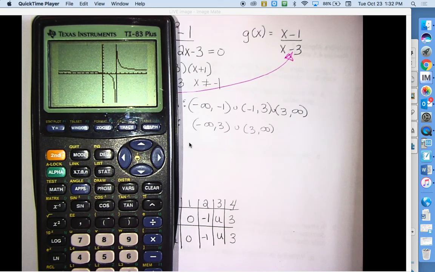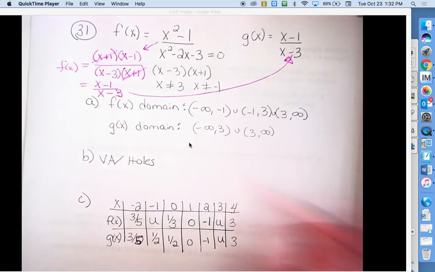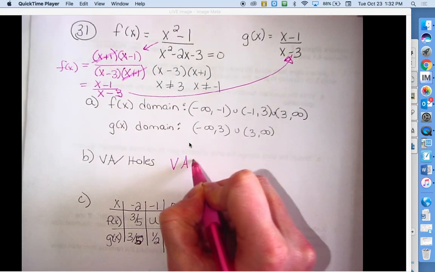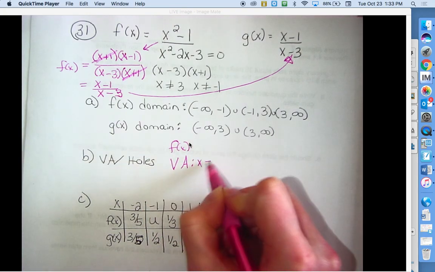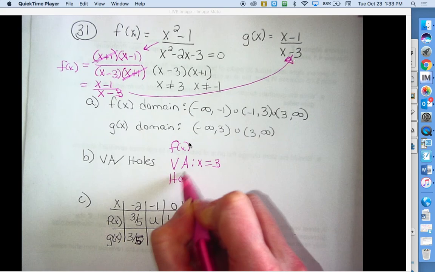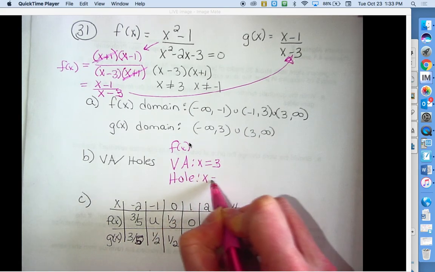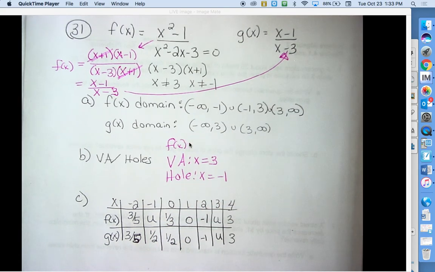So a hole in the graph, we would have a vertical asymptote for f of x at x equals 3, but we would have a hole in the graph at the piece that canceled, and that would be at -1. So a hole happens when a function is simplified, and that piece that simplifies or cancels from the equation creates the hole. An asymptote is still that end result.